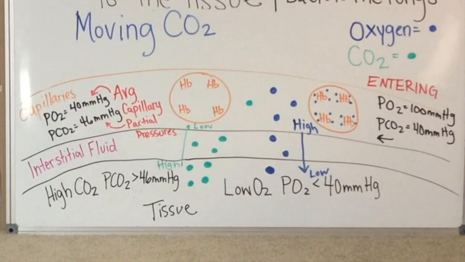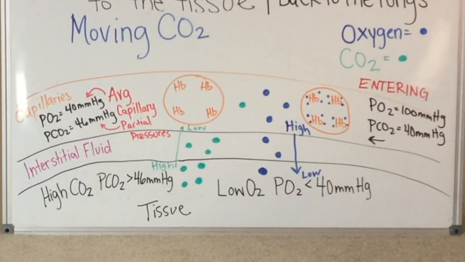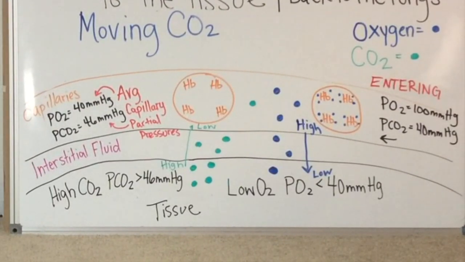Since the partial pressure of oxygen is only 40 millimeters of mercury, oxygen will dissociate from the hemoglobin and move into the plasma, where it then diffuses across the interstitial fluid and into the tissue.